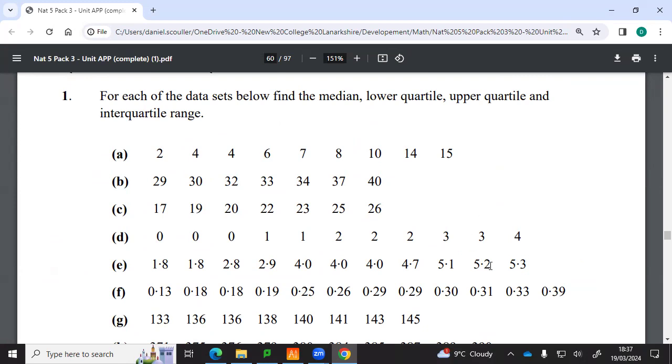And throw in there the semi-interquartile range, for the simple fact it came up in the 2019 past paper, I think. The semi-interquartile range is just the interquartile range divided by 2.